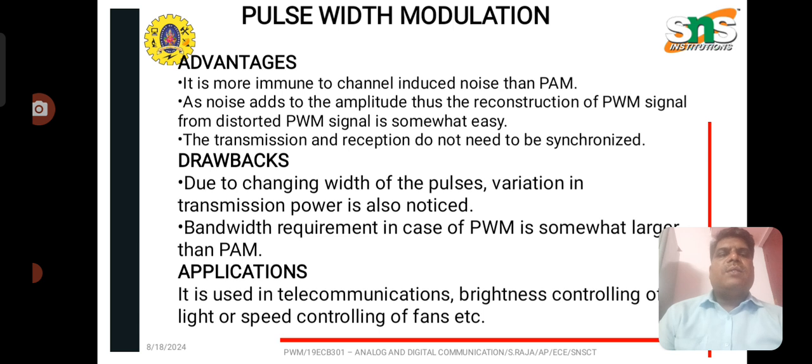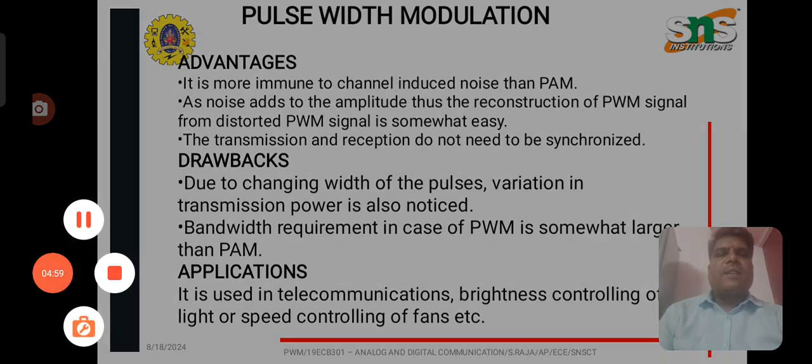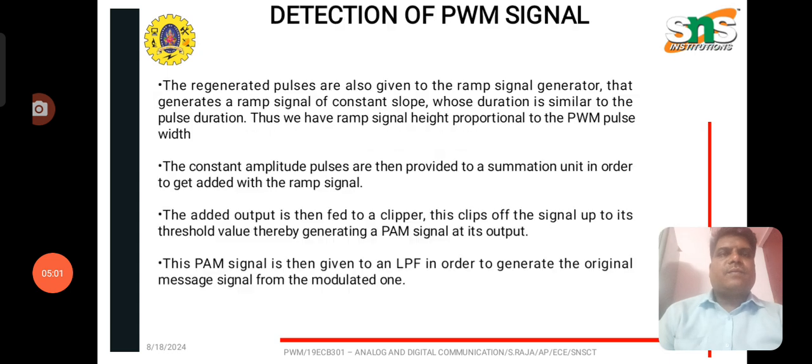Drawbacks. Due to the changing width of the pulses, variations in transmitted power are also noticed. The bandwidth requirement in the case of PWM is somewhat larger than PAM. Applications. It is used in telecommunication, brightness controlling of lights, or speed controlling of fans in some real-time applications.